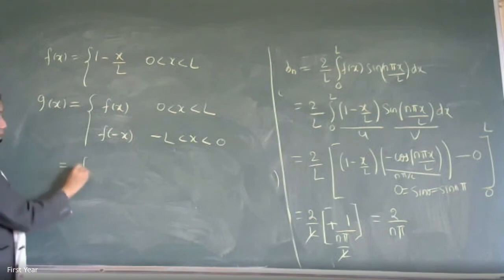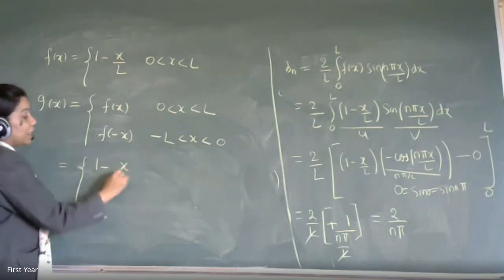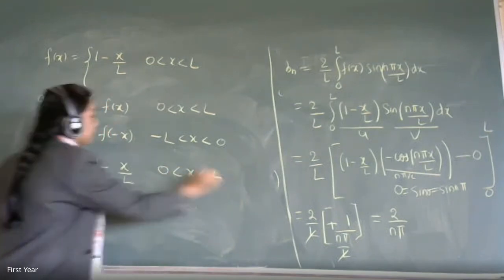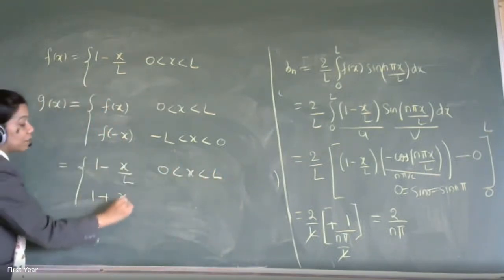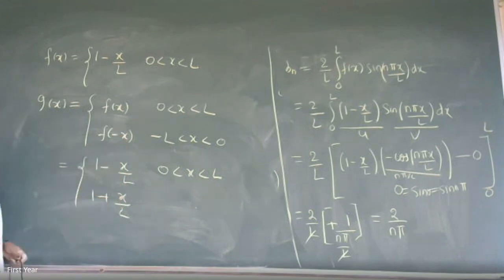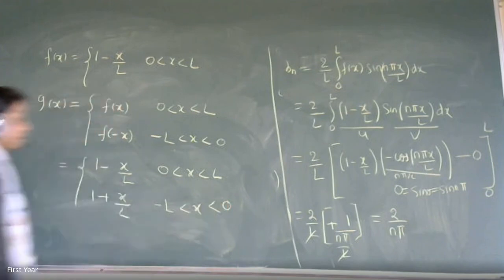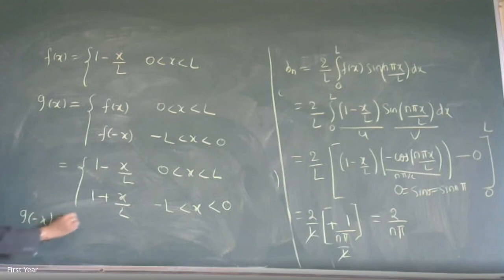So what is f of x? 1 minus x by n in the given interval. And 1 plus x by n, because x is replaced by minus x. So minus of minus will become plus, and this is in the other interval. You check it, g of minus x will become g of x for all x. And therefore, g is even. You can check that. Okay, what is the meaning of this?